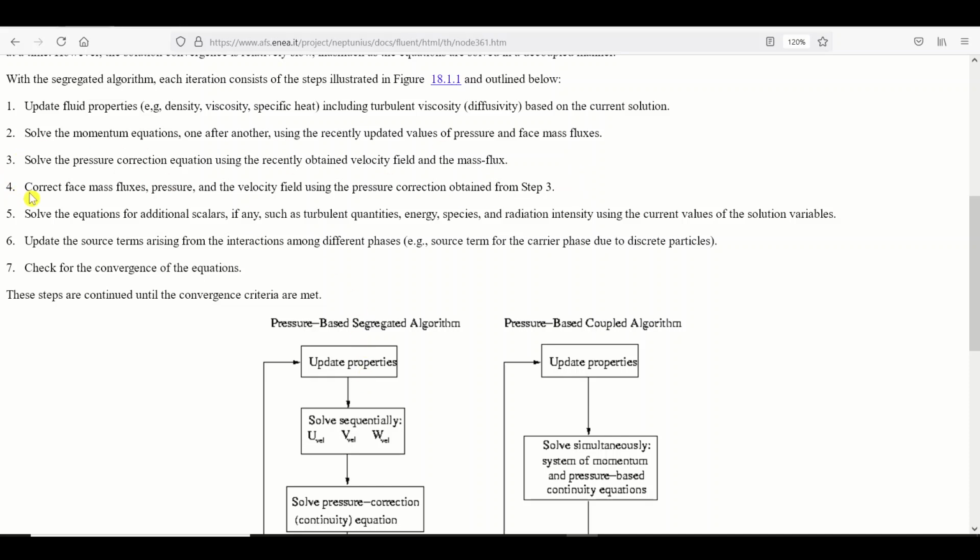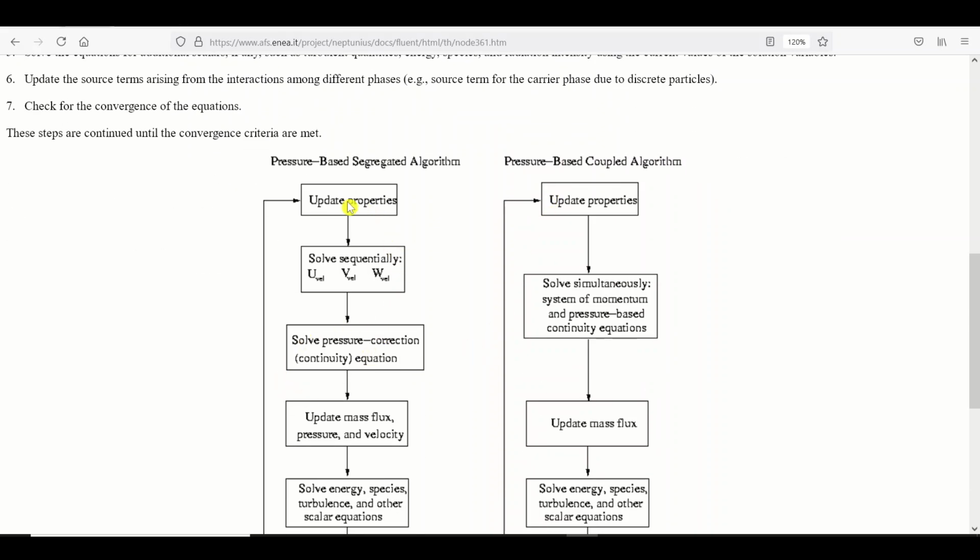And the next step is nothing but we are correcting the phase mass fluxes, the pressure value and the velocity field using the pressure correction equation obtained from step 3. Now you can see that we have considered a guess value at first. With the help of the guess value we are solving the momentum equation to get the velocity field. We are utilizing this velocity field to solve the pressure correction equation, and we are obtaining the pressure values and the mass flux values, and based on these values we are updating the values over here. Initially whatever we have guessed, now those values will be replaced with the updated values. That is what is happening over here.